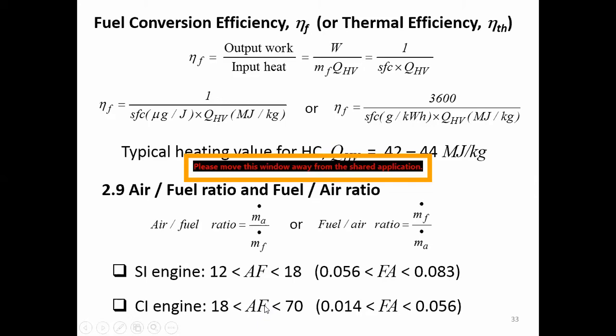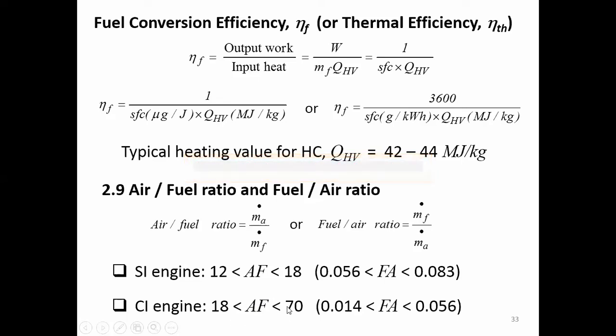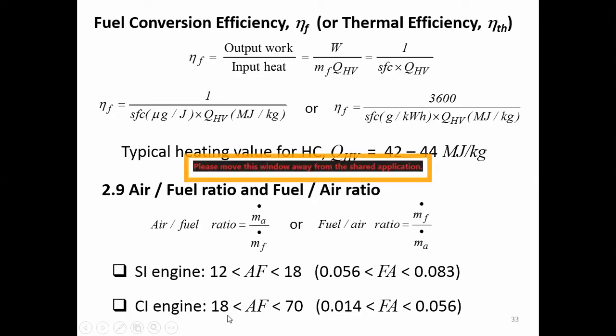When we talk about lean mixtures, it means the air-fuel ratio is higher than the stoichiometric ratio, and the stoichiometric ratio is 14.7. With this number, for the CI engine, you know that it prefers to have a lean mixture, not stoichiometric, not a rich mixture.